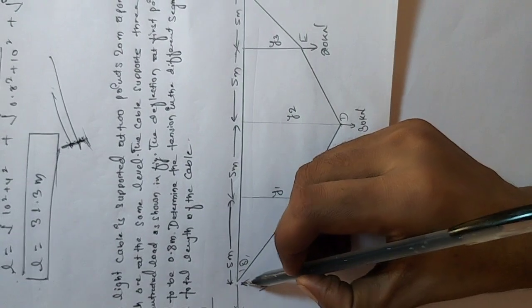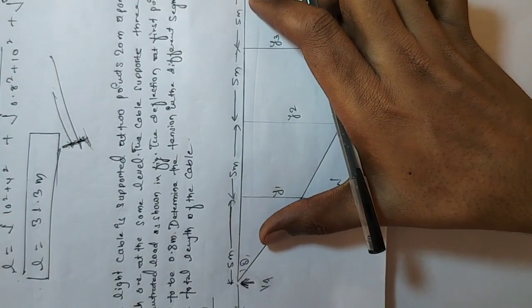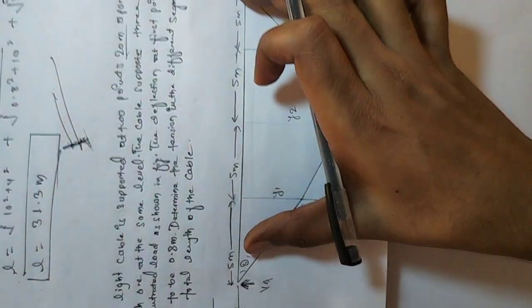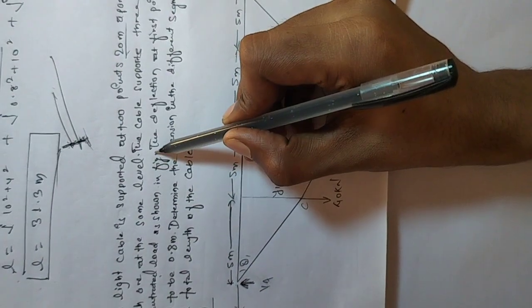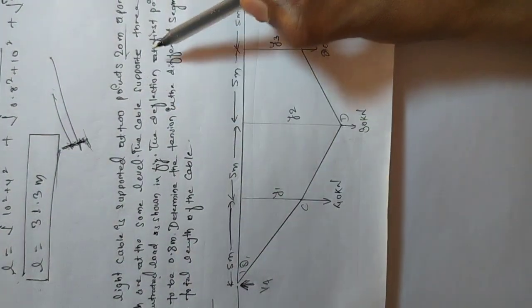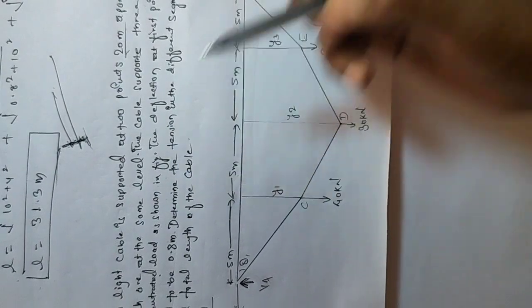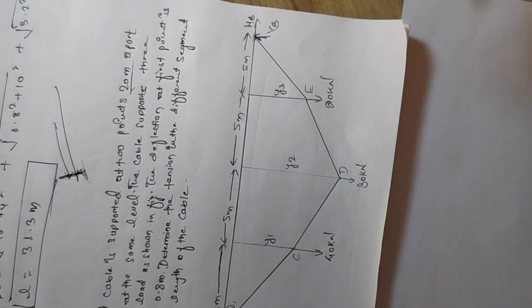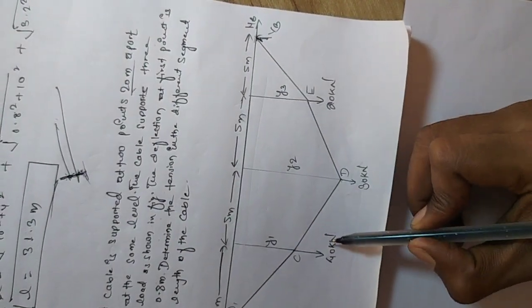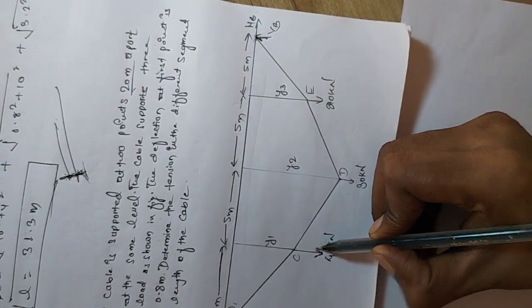Let us take the two points as A and B, which are 20 meter apart and at the same level, meaning there is no difference in level between A and B. The cable supports three concentrated loads as shown in the figure, meaning three point loads supported by the cable.